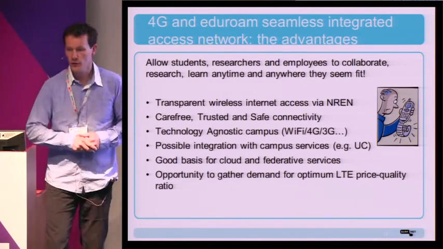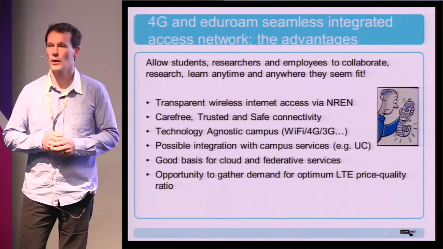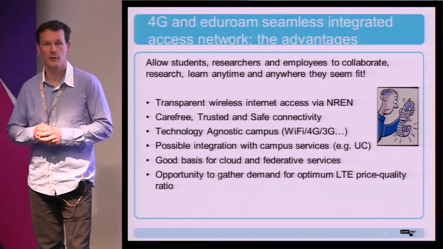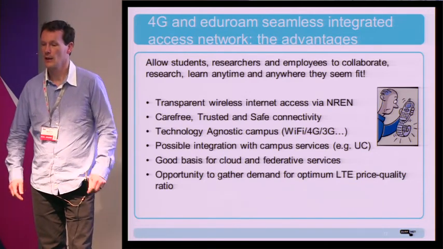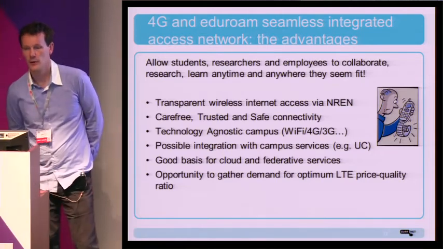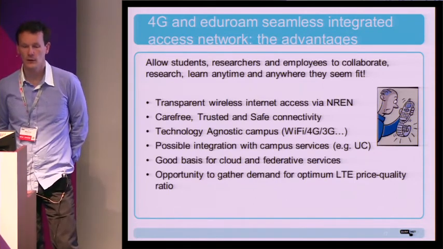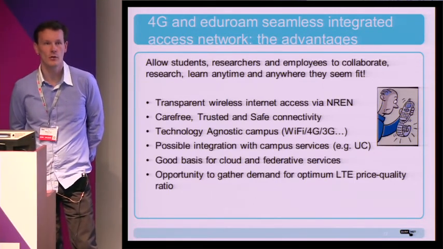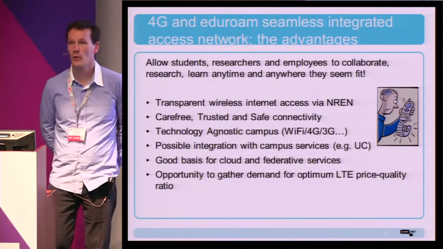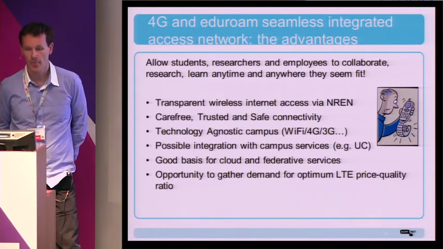So what's the advantage? Like I said, allowing students to cooperate everywhere, but also using the SurfNet network, or the NRN network, a transparent wireless internet access. You have trusted, carefree, and safe connectivity. The technology to use is actually agnostic. It doesn't matter whether it's Wi-Fi or 4G or 3G. Actually, it doesn't matter as long as you are connected.